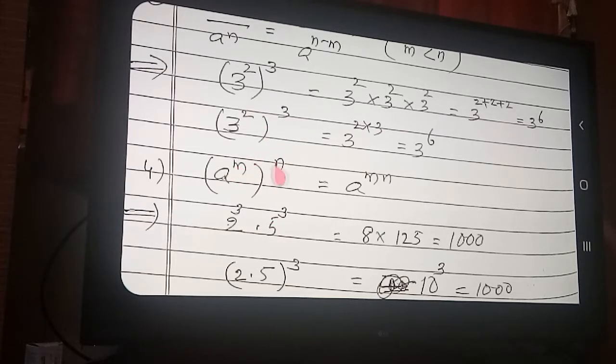So you only multiply the indices. A raised to m, the whole raised to n, then comes A raised to mn. Clear? A raised to m, the whole raised to n is equal to what? A raised to mn. The indices multiply.